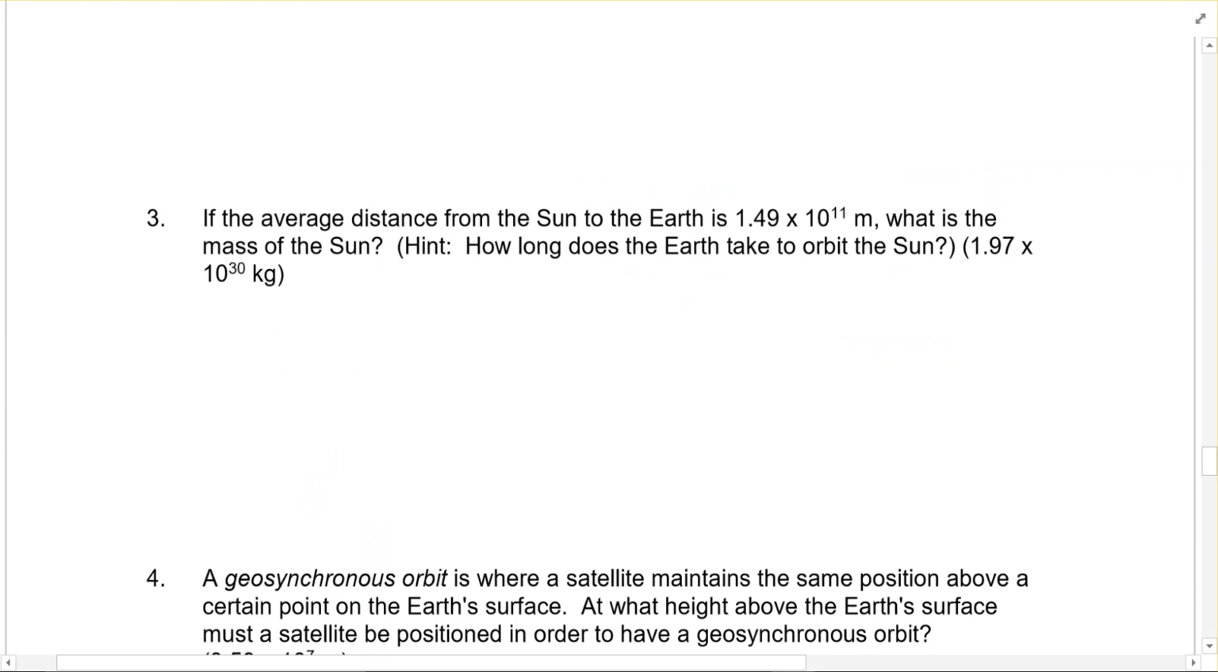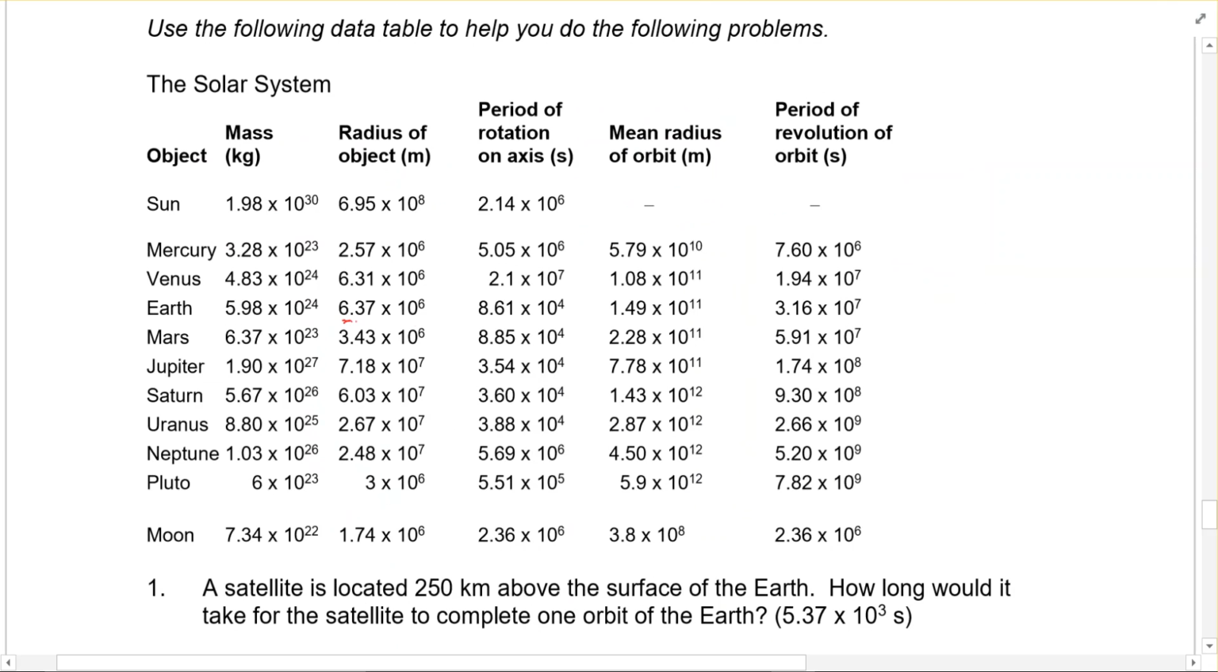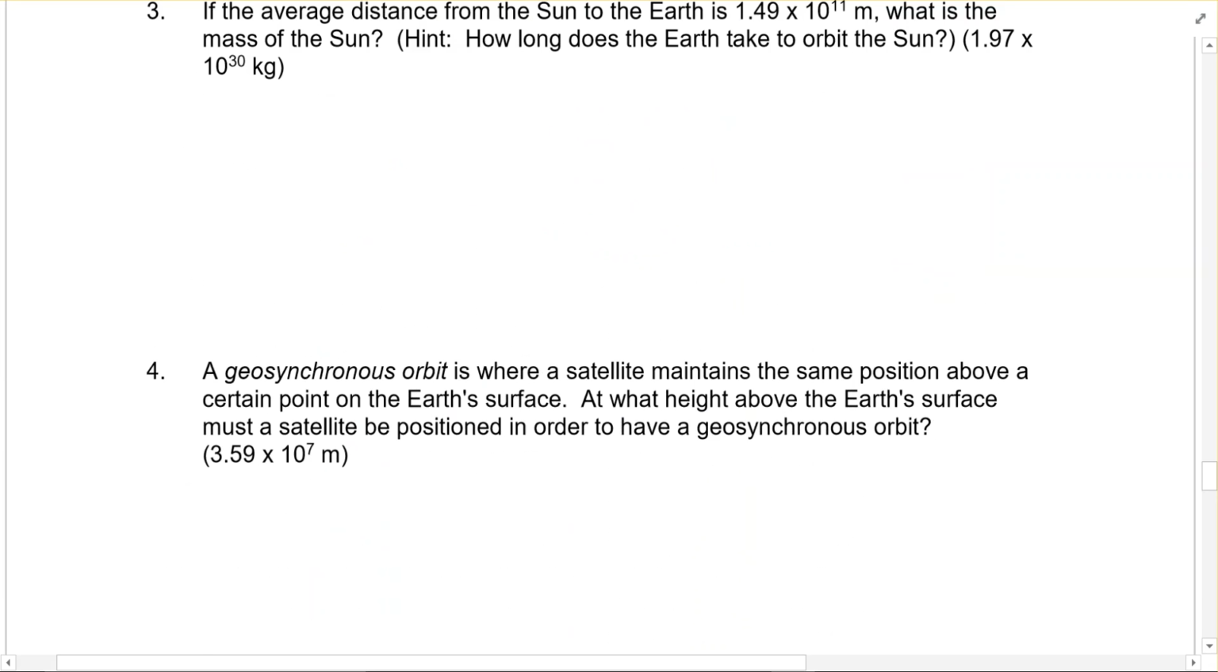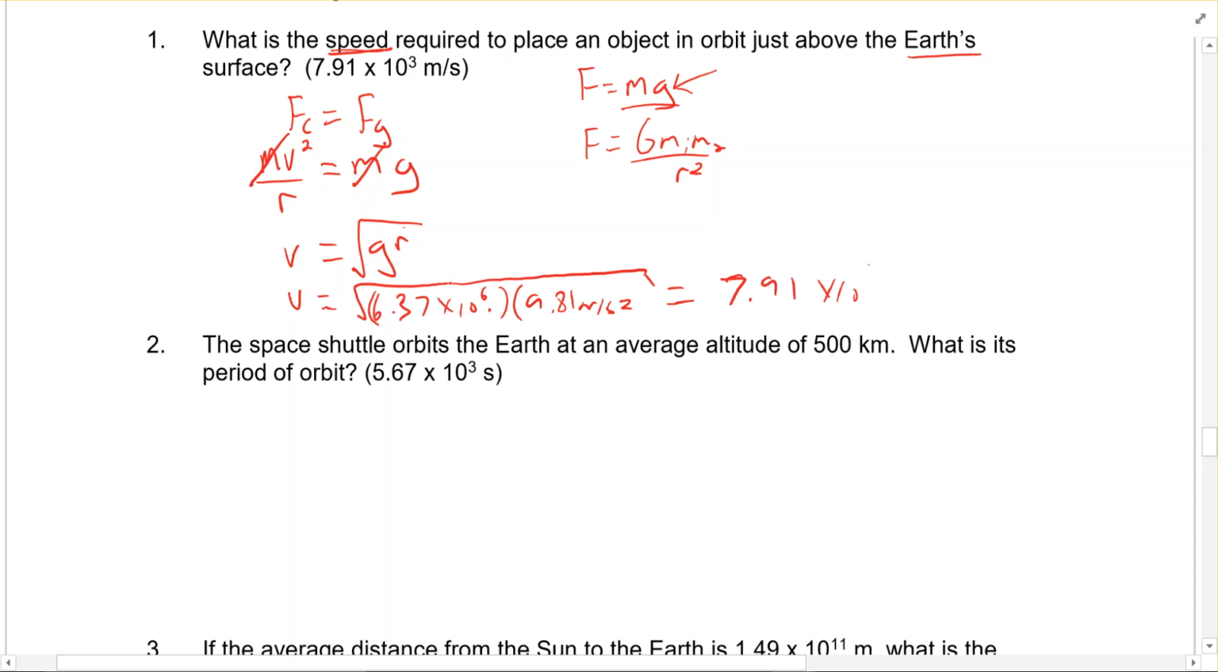So Earth's surface is, so radius of Earth, 6.37 times 10 to the 6. Oh, that was the radius. And then 9.81 meters per second squared. You get 7.91 times 10 to the 3 meters per second.